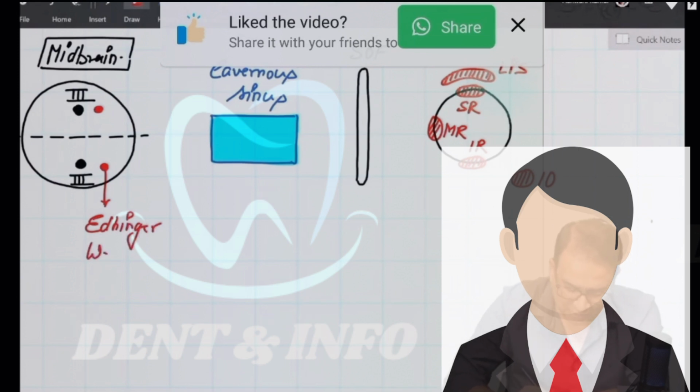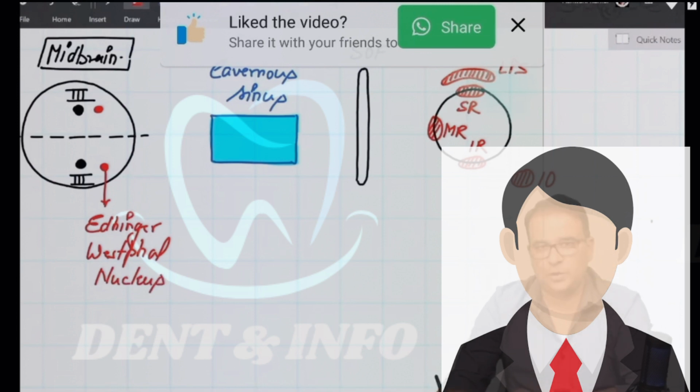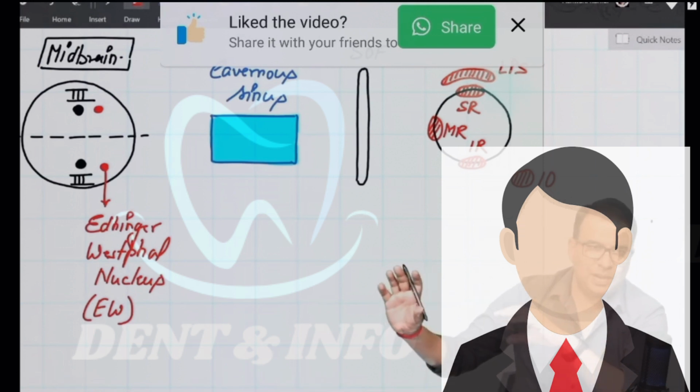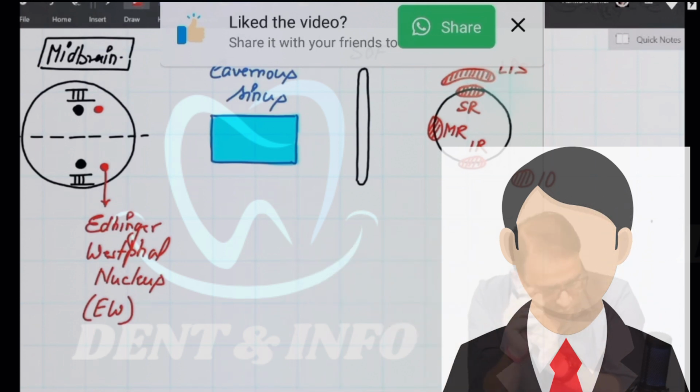Let's say this nucleus here is called Edinger-Westphal. Edinger or Edinger, whatever you call it. That is called the Edinger-Westphal nucleus. From now onwards, in short, we'll call it EW, the Edinger-Westphal nucleus or EW nucleus. Now we'll understand what the function of this Edinger-Westphal nucleus is. So for one minute, let's forget about the Edinger-Westphal nucleus and focus on the third nerve.